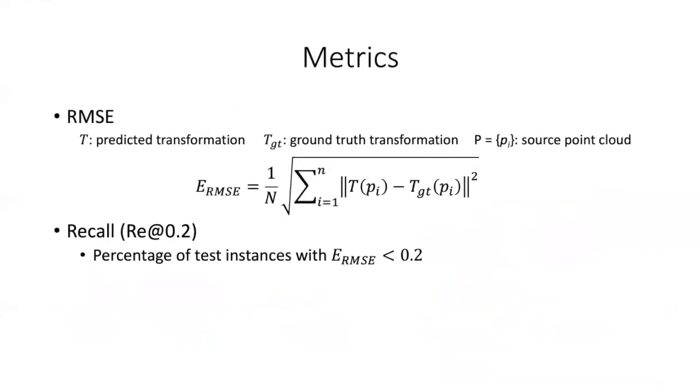We use two metrics for evaluation. The RMSE metric is designed for evaluating registration algorithms in the context of scene reconstruction. Specifically, it measures the root mean squared distance between a point cloud under the predicted transformation and the same point cloud under the ground truth transformation. The recall metric measures the percentage of test instances whose RMSE is below an acceptable threshold, which is set to 0.2 in our evaluation.